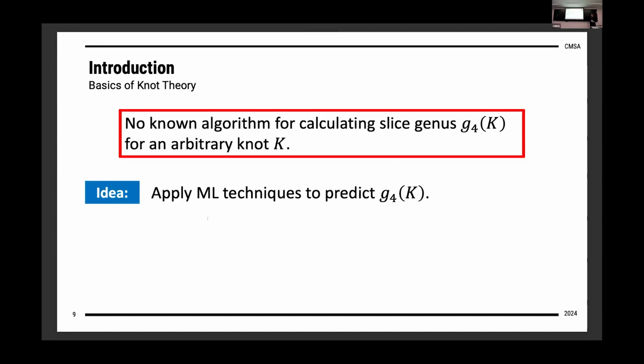Now, to bring out why this is a complicated problem: there's no known algorithm which universally allows you to compute slice genus for any arbitrary knot. It can be done only in very special cases, on a case-by-case basis. So the main idea that we had was to try to apply machine learning techniques to study the slice genus.